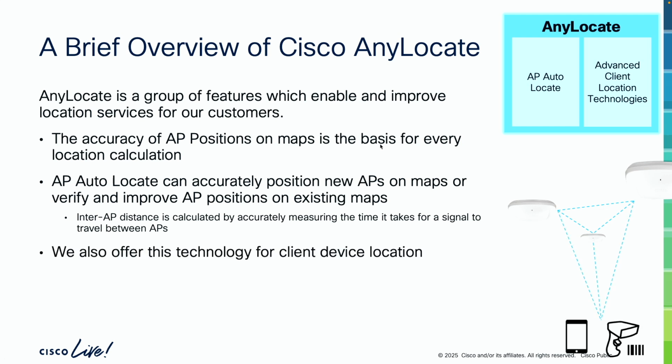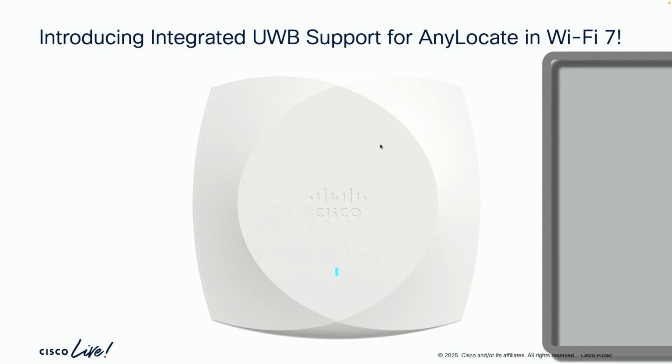And the heat map also. Yeah, the heat map can benefit from it as well. Primarily, we're trying to figure out exactly where the APs are. If you rely on heat maps to show your RF coverage, they'll of course be more accurate as well. We also offer this same technology for client location, so you can do FTM with clients. But we wanted to step it up, take it to the next level with ultra wideband.